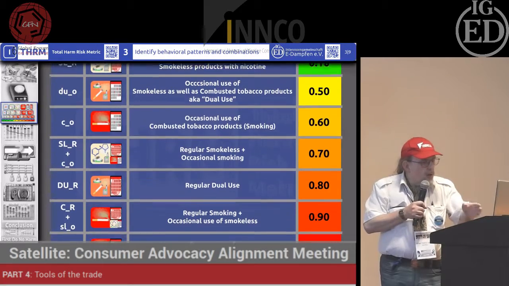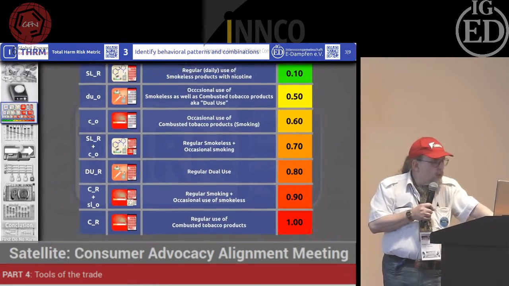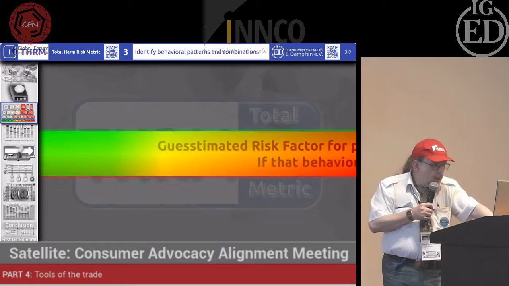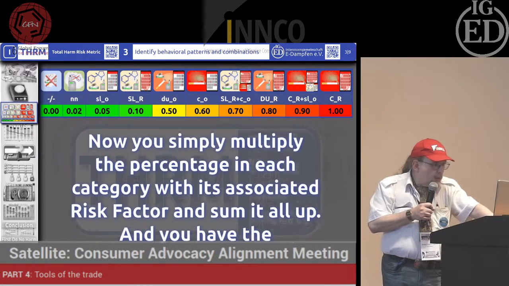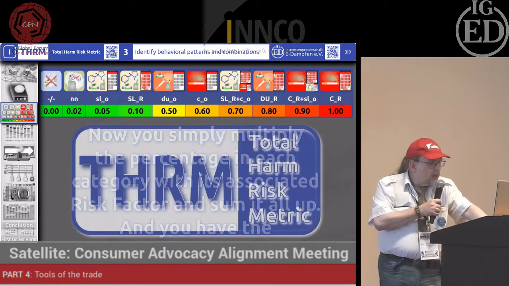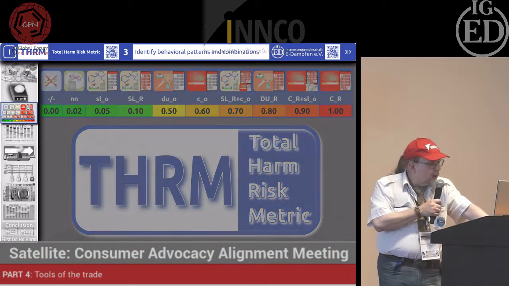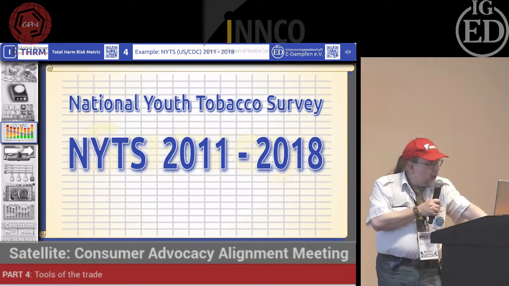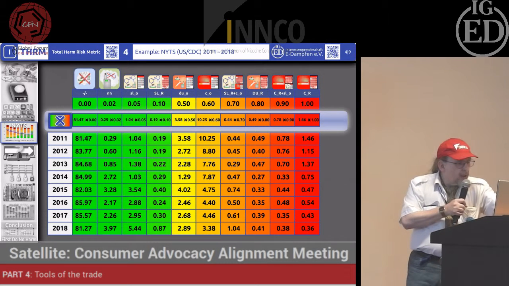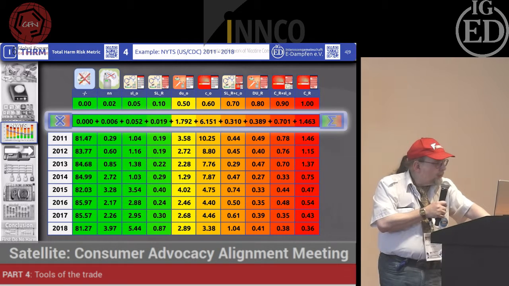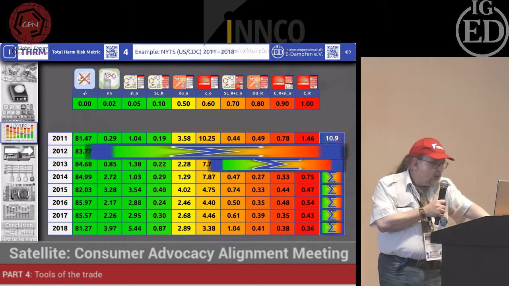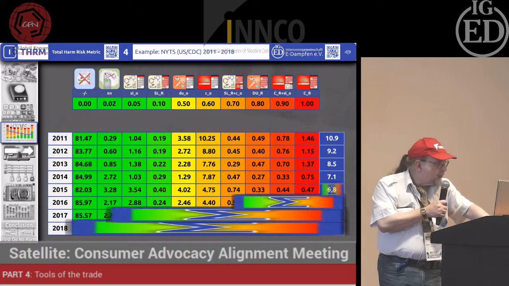Compared to smoking, how risky is that behavior if you do it for the rest of your life? That's all. And what you now do is you simply get the statistics to align the people in these categories, multiply the risk factor with the percentage, add it all up, and you get a single number that depicts the total harm risk.